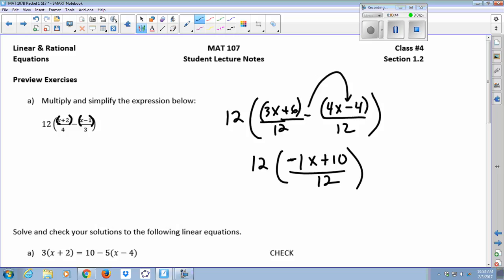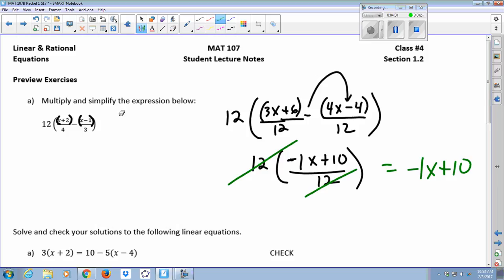Now, even though this approach is fine, look what you can do. 12 over 12 is 1, so your answer is -1x + 10. You've done some extra work that's not needed. So I just want to show you another approach.